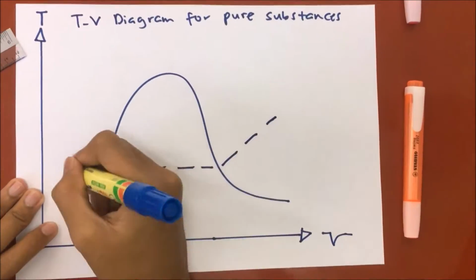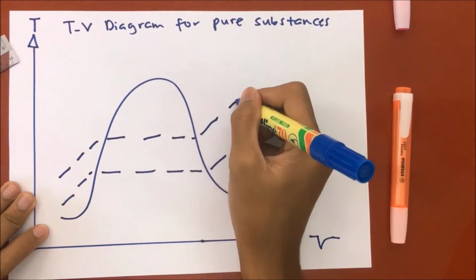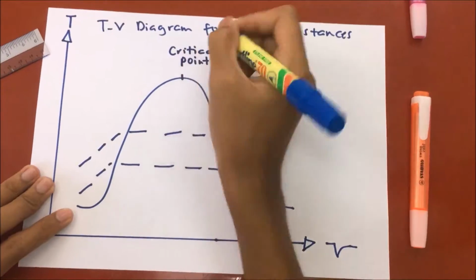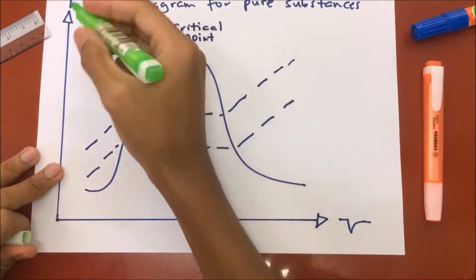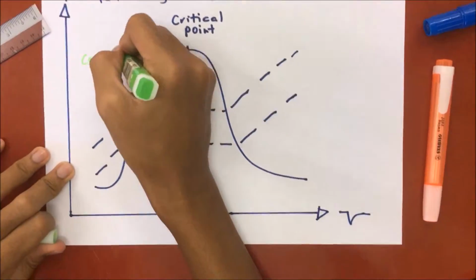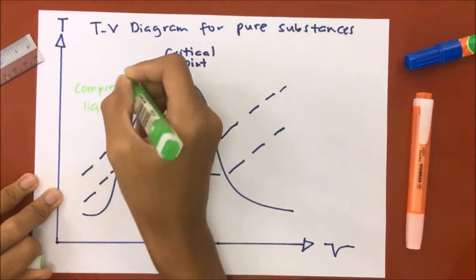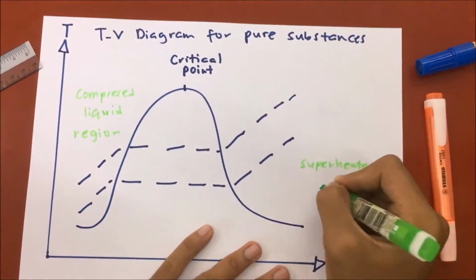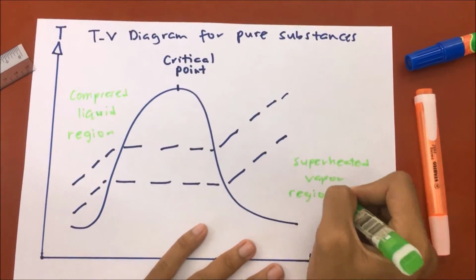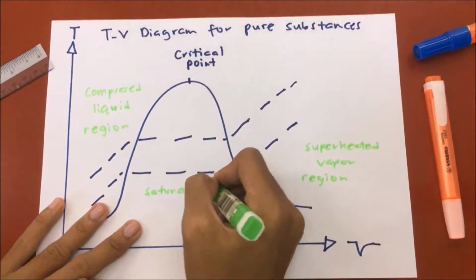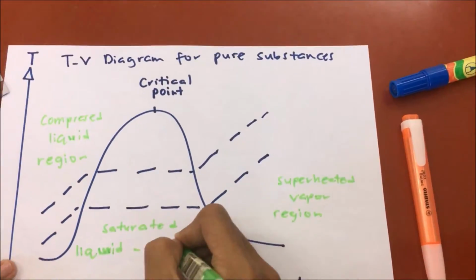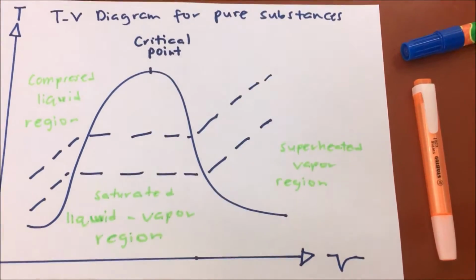The definition of the critical point is where saturated liquid and saturated vapor states are identical. The compressed liquid region is where the liquid is not about to evaporate, and the superheated vapor region is where the vapor is not about to condense. Saturated liquid means it is about to vaporize, and saturated vapor means it is about to condense.